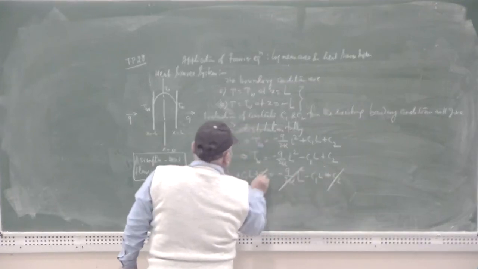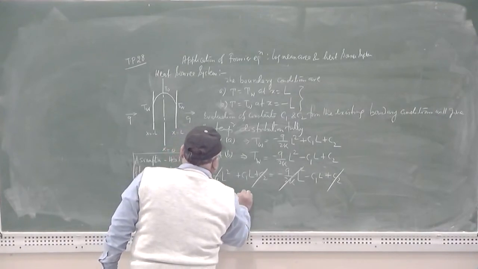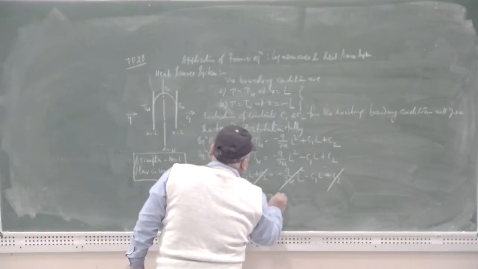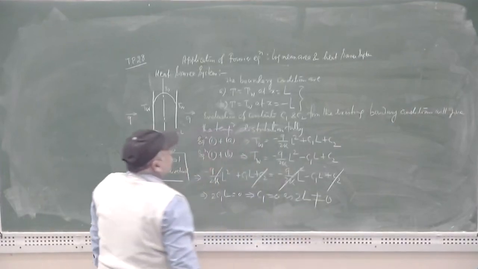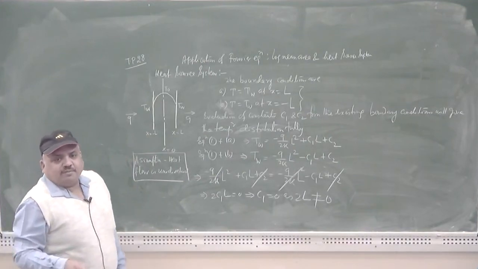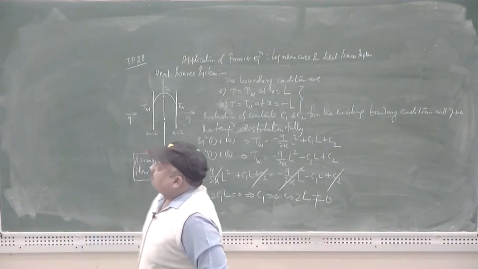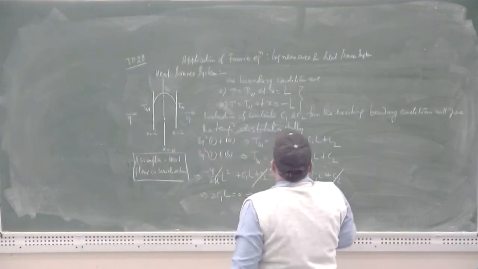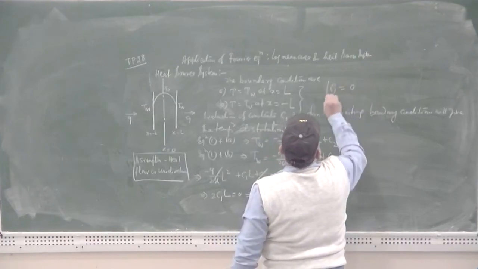This will get cancelled out, implying that 2 C1L is equal to 0, implying that C1 is equal to 0, as L is never equal to 0. Thus, the value of the first integration constant that we have arrived at is 0. So, the first thing that we have derived is C1 equal to 0.